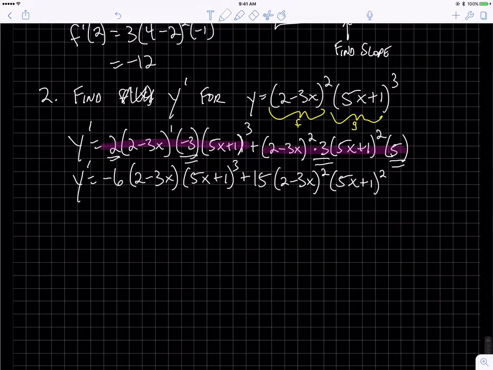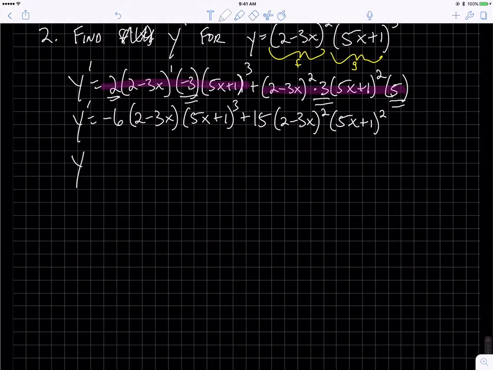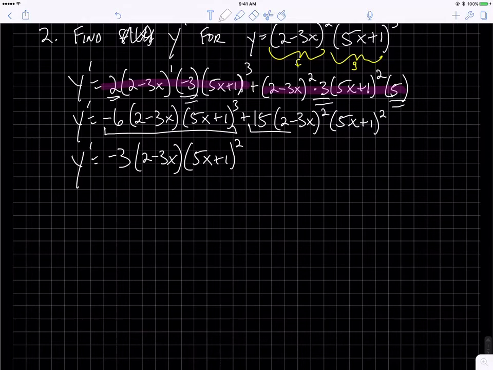The next step typically with product rule is to common factor. So I'm going to factor out a negative 3, a 2 minus 3x, and a 5x plus 1 squared. I see that that's the common factor in both terms. Remember, I've got a first term and a second term. So now it's times, big parentheses, I'm going to have two terms.